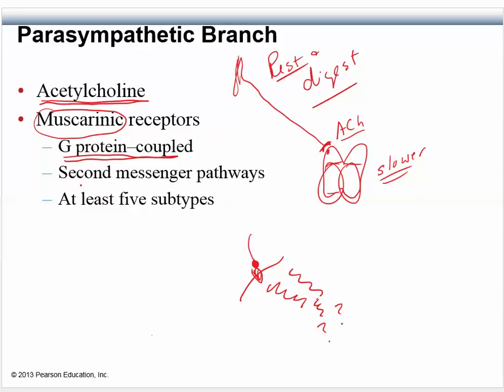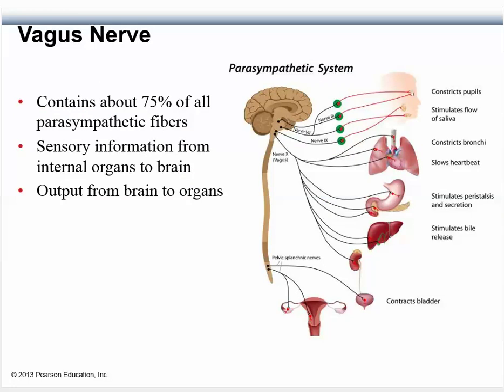Okay, so that's the second messenger pathway, and there are at least 5 subtypes. We don't have to learn them all, but there are lots of different types of acetylcholine receptors. They're all activated by, obviously, acetylcholine. Okay, so I mentioned the vagus nerve.